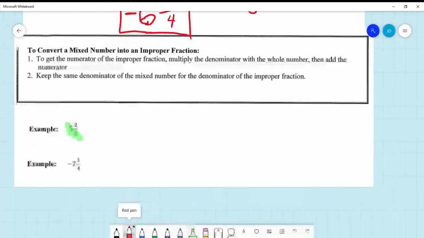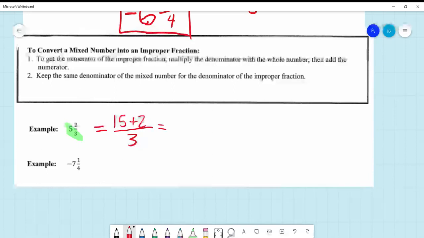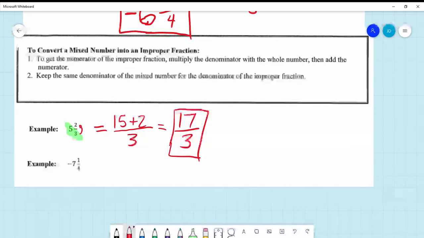And then just like we did before, we keep the denominator the same. So two examples here. If I've got 5 2/3, and I want to convert that into an improper fraction, I can do 5 times 3, that's 15, right? Then add the 2 that was remaining on top. Keep the denominator the same. 15 plus 2 on top. 15, 16, 17, so 17 thirds, 17 over 3. So once again, we multiplied the whole number times the denominator. Then after you multiply, you add the numerator here.